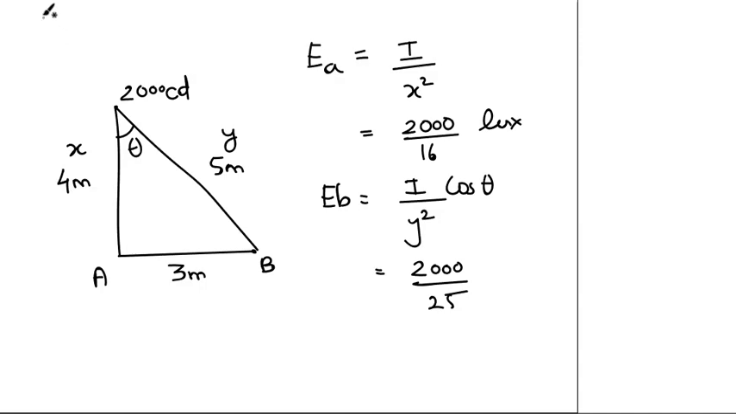You might be aware of the basics: sine is opposite upon hypotenuse, cos is adjacent upon hypotenuse. So for theta, the adjacent is 4 and the hypotenuse is 5, so cos theta will be 4 by 5. Solving this, EA will be around 125 lux and EB is 64 lux, right? So this is the normal method to find EA and EB.